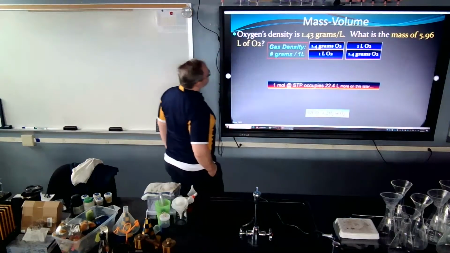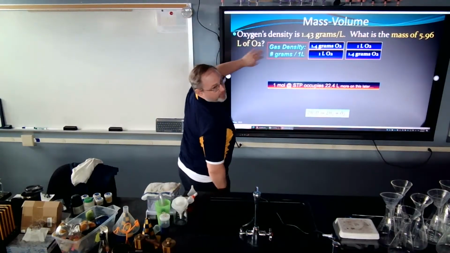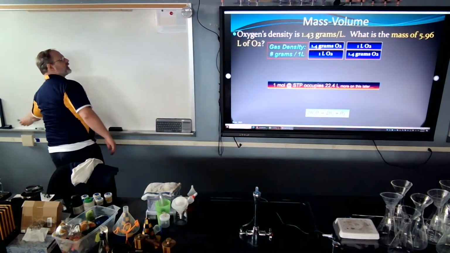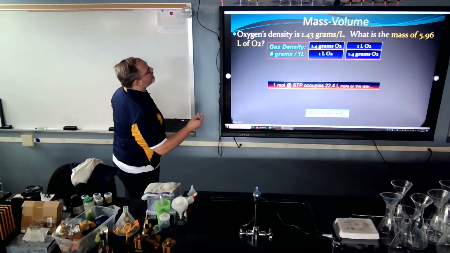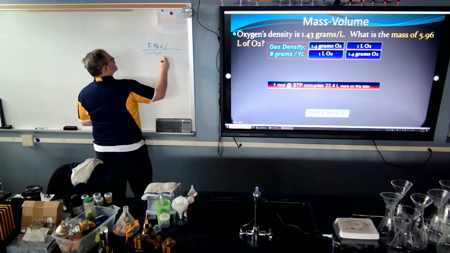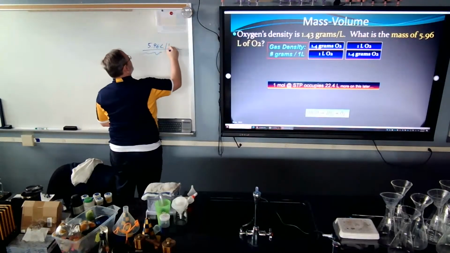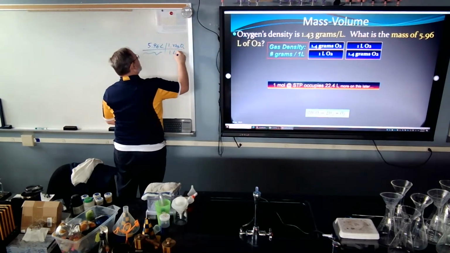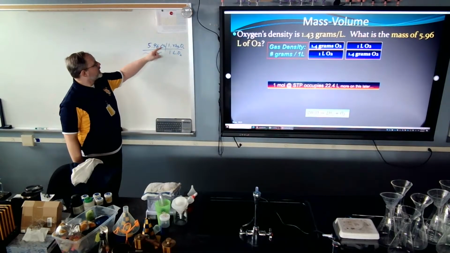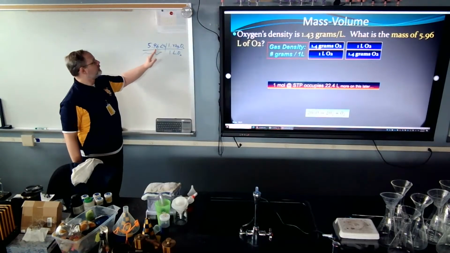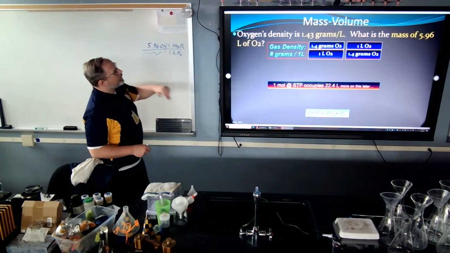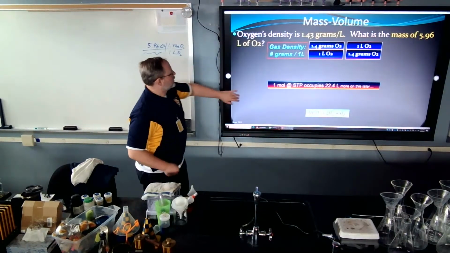One on your own. This is not the one I want to do. This is just to get you warmed up. So oxygen's gas density is 1.43 grams per liter. What is the mass of 5.96 liters? So you go 5.96 liters. Liters has to go down here to cancel out, and it's 1.43 grams of oxygen per liter of oxygen. Okay. So again, just like before, liters are going to have to cancel out, and you're going to convert liters to grams. Sometimes you're going to convert grams to liters. In this example, this is actual T-chart, actual full stoichiometry.